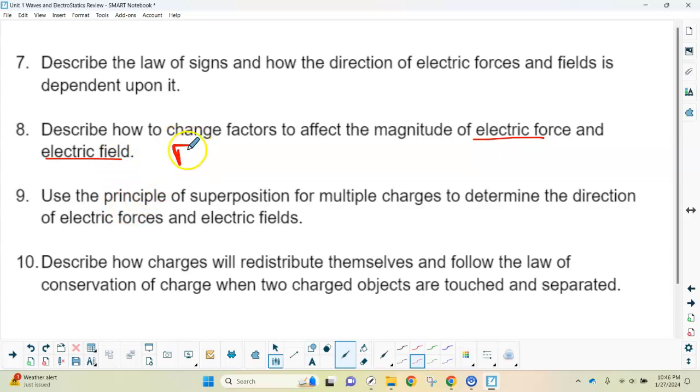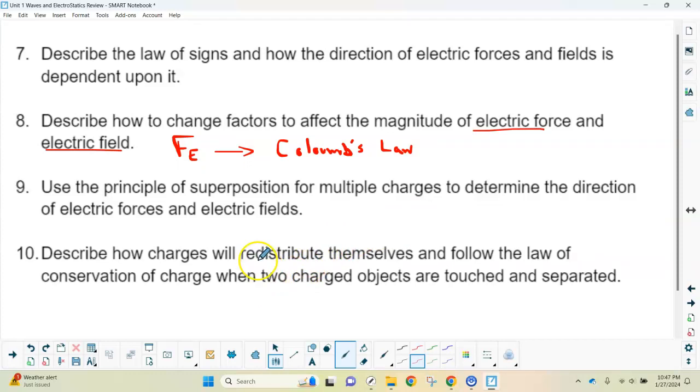So like the electric force, Coulomb's law, I always spell this wrong, I think that's right, but the Coulomb's law activity that we did in class is related to that. Principle of superposition for multiple charges to determine direction of electric force, electric field. So that's you got multiple charges creating a force or creating a field, and how would the overall force be? What would the outcome of the overall force be?